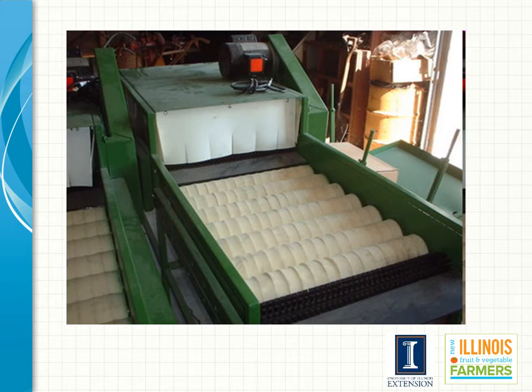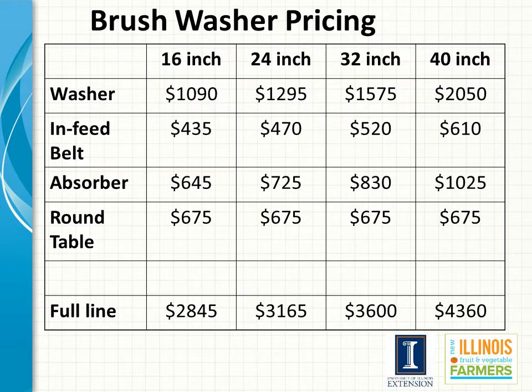Here is some detail of the sponge water absorber unit that takes up the excess wash water before it goes out onto the sorting table. And then here is a table reflecting cost and sizes of various wash line units.